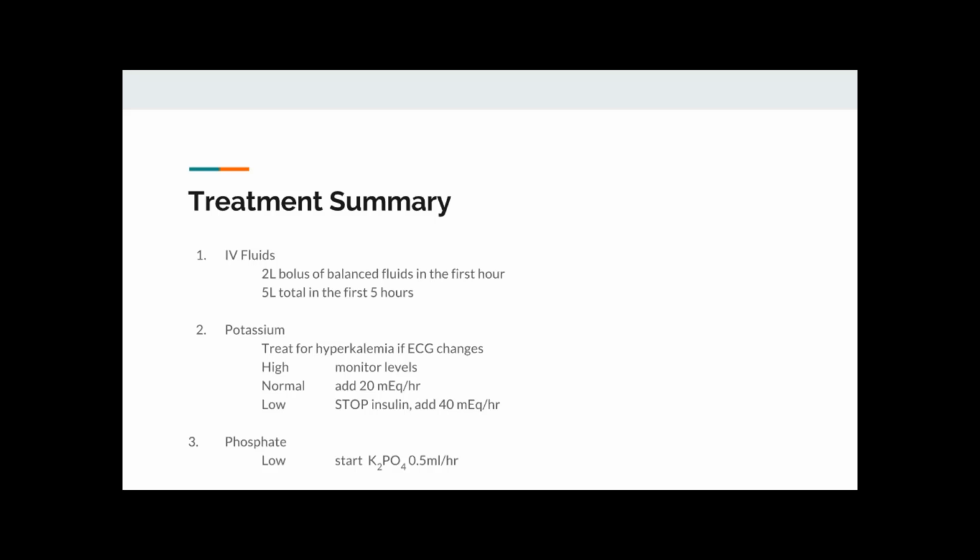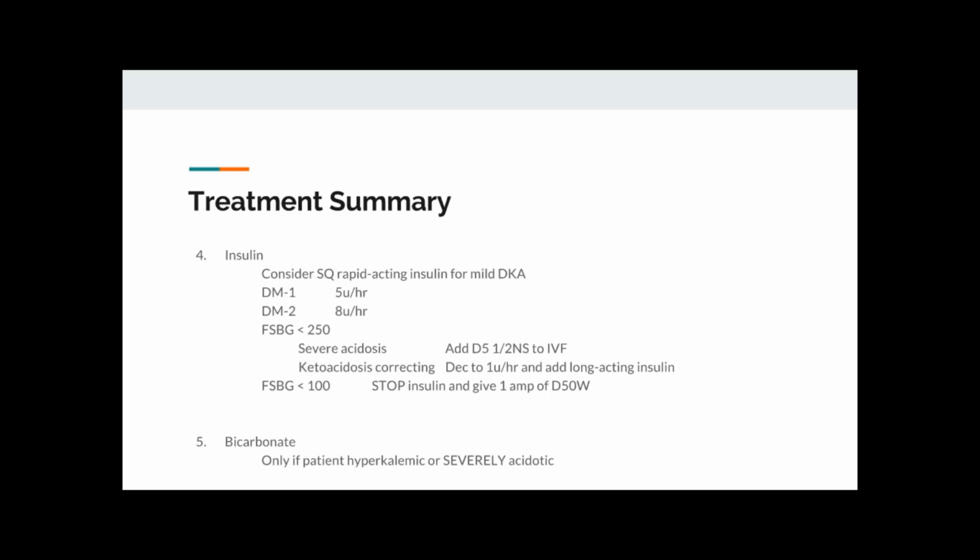So, really quick summary. Fluids: 2 liters in the first hour, 5 liters over 5 hours. Potassium: if they are hyperkalemic, treat immediately. Otherwise, monitor while you're treating and add potassium if it gets to a normal level. Phosphate: check in your really critical patients. If it's low, replete. Insulin: consider subcutaneous. Otherwise, start your bolus, 5 or 8 units, and if they're renal patients, half your dose, whatever you use. Once the sugar starts getting lower, if they're getting better, decrease their insulin drip. If they're not getting better, add sugar. And if they get really hypoglycemic, stop the insulin and give them some sugar. Then consider bicarb for super, super severely acidotic patients.